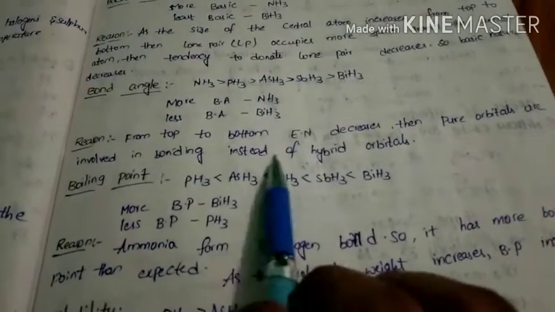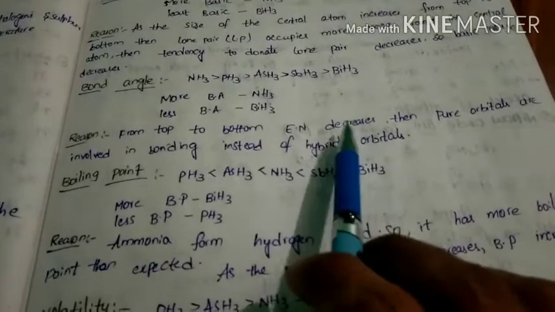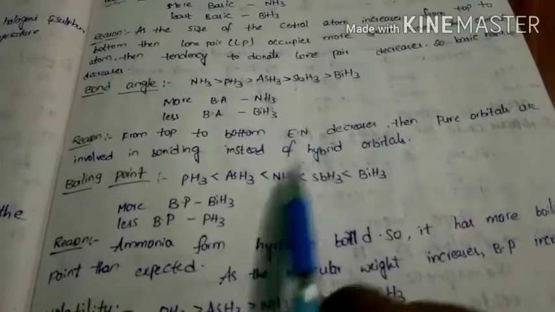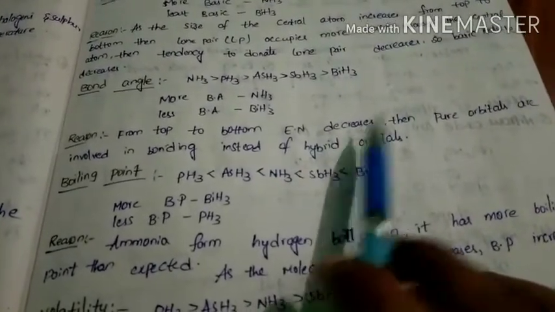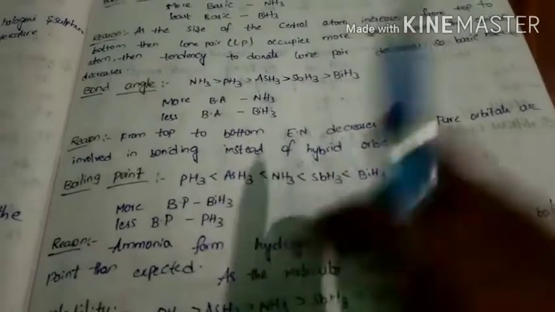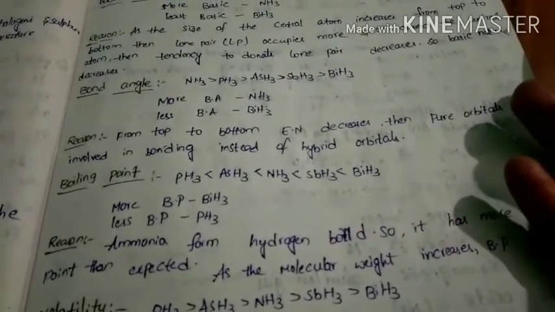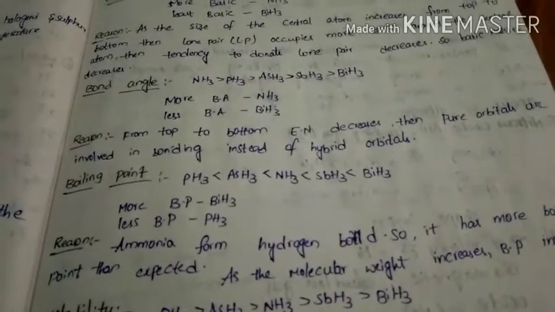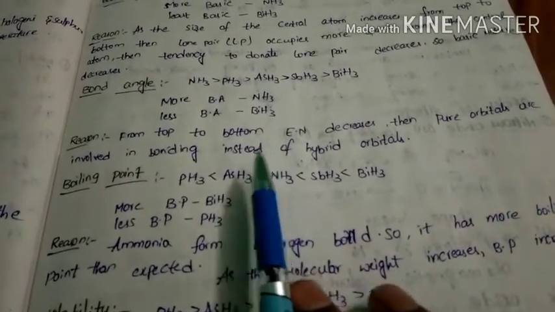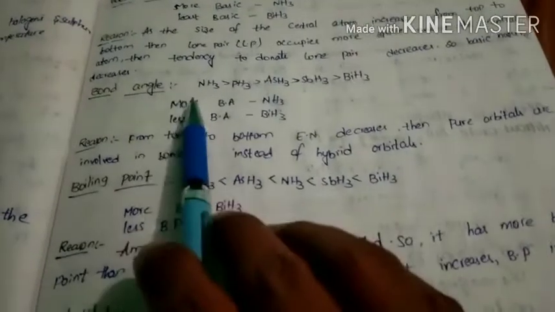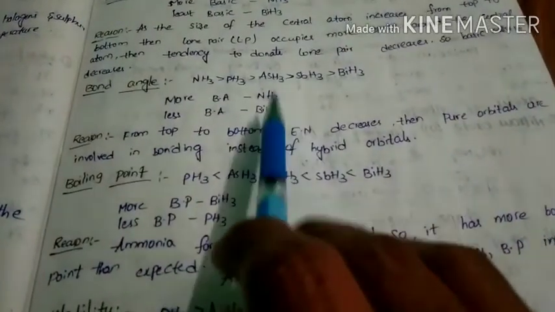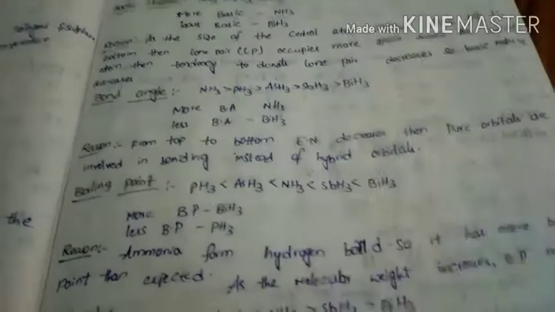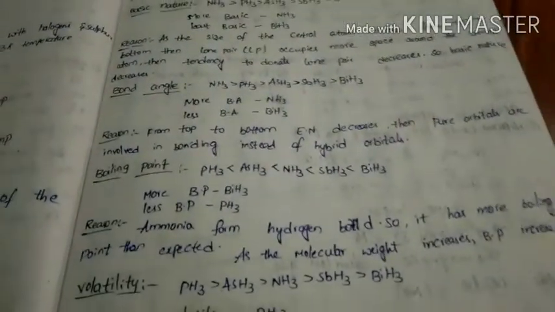From top to bottom, electronegativity decreases. Why? Atomic size increases. If electronegativity decreases, then what happens? Hybrid orbitals cannot be involved in hybridization. Then only pure orbitals are involved in bonding, and automatically the bond angle decreases. So NH3 has more bond angle compared to other compounds. That is the reason behind that.